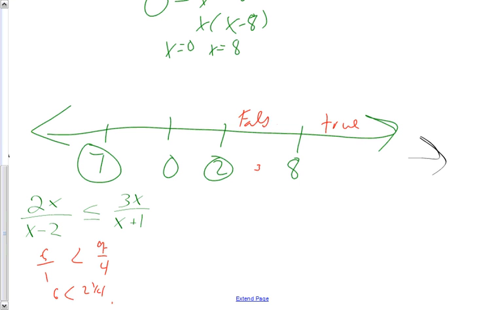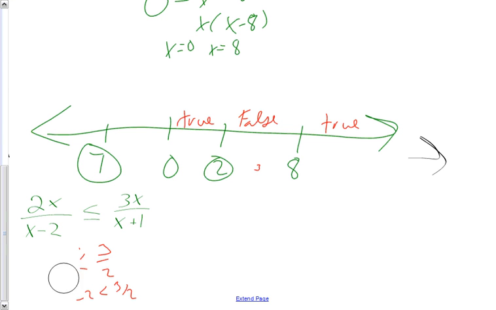So that's false. Not many numbers between 0 and 2 to pick. I'll pick 1 just because that's all I can really do. That's 2 over negative 1, which is less than 3 over 2. Is negative 2 less than 3 halves? Actually, it is. Negatives are always less than positives. So that's a true statement.